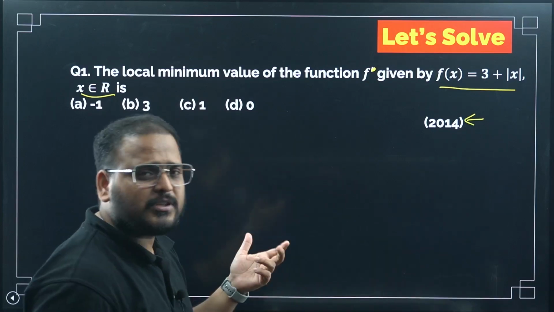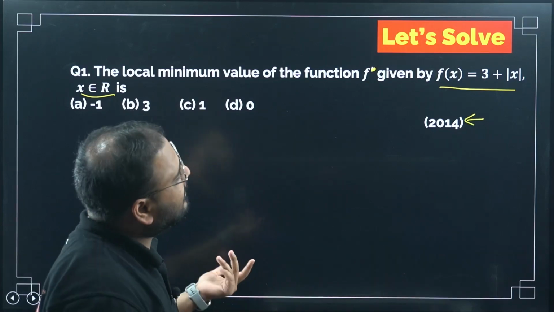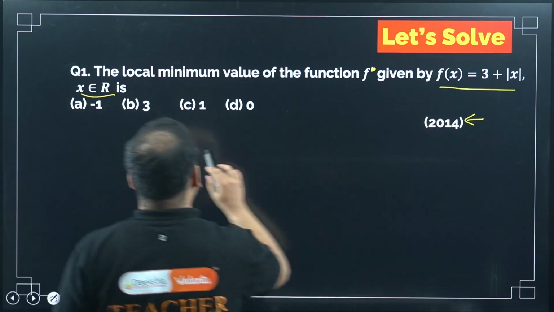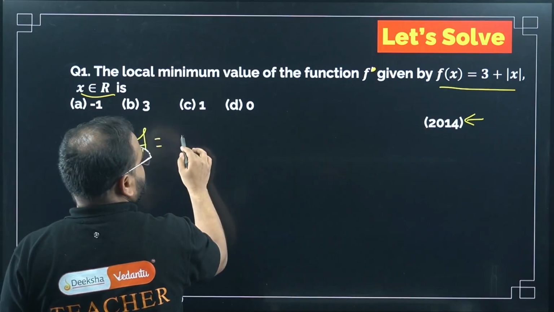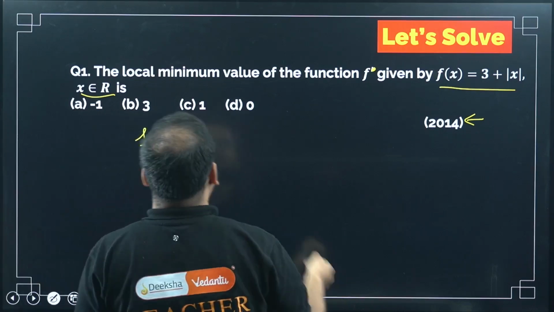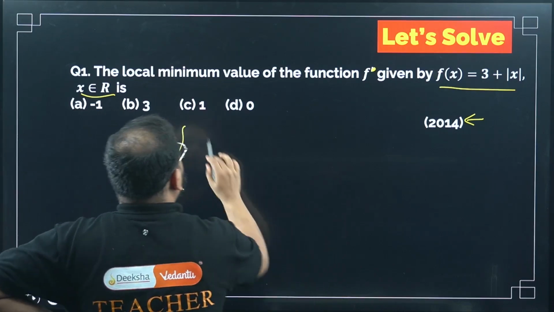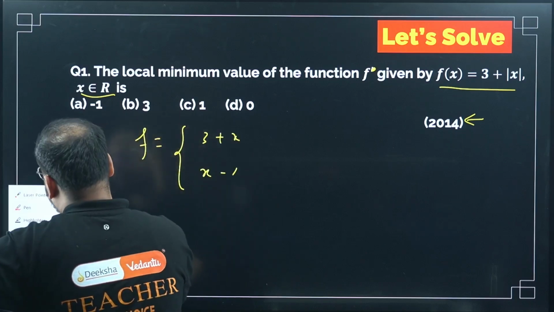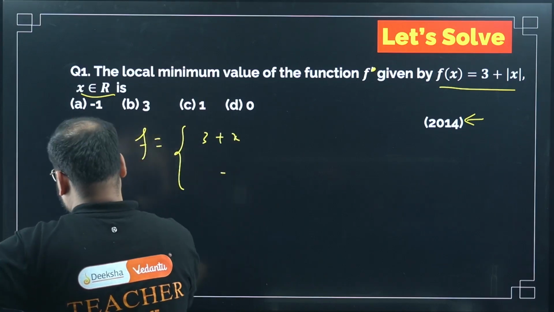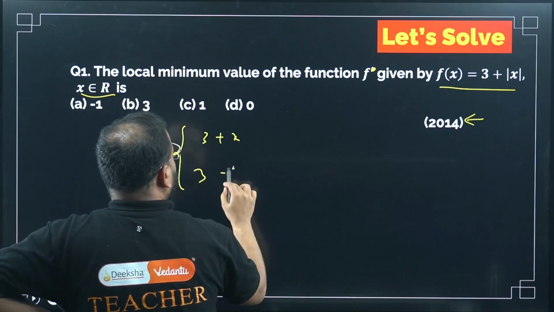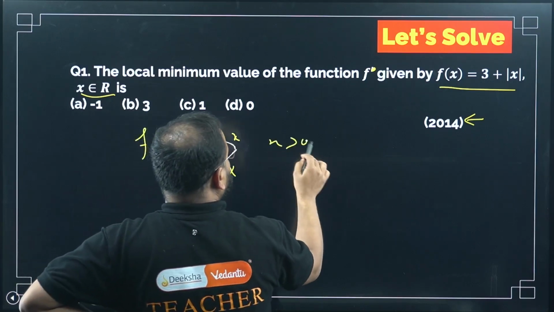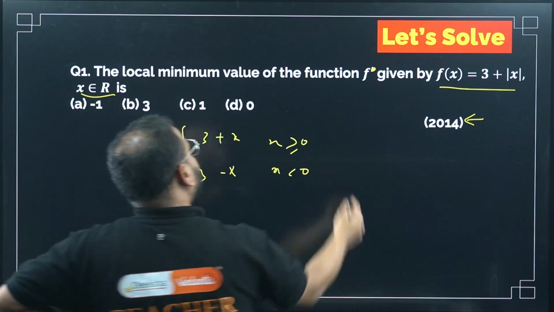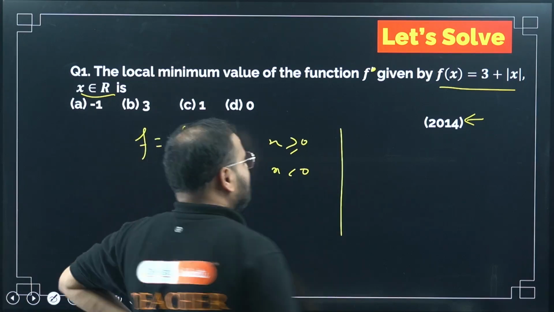How will you approach this question? If you want to differentiate it, you have to define the function like this: 3 + x and 3 - x, where 3 + x applies when x is greater than or equal to 0, and 3 - x when x is less than 0. You can do it from here, but I'll give you a simple trick. You don't have to do anything.